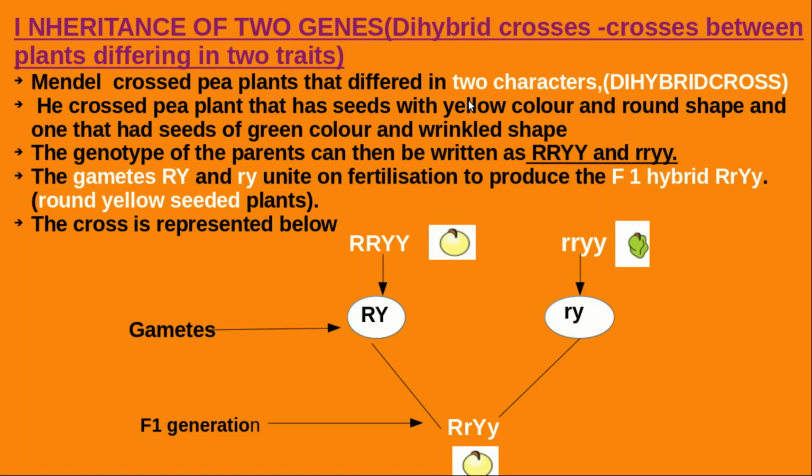Here Mendel has taken two traits, that are the shape of the seeds and color of the seeds.